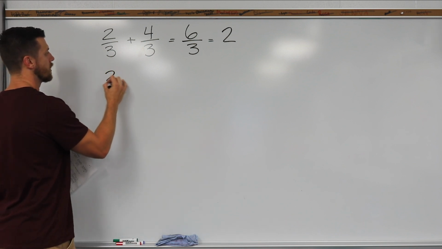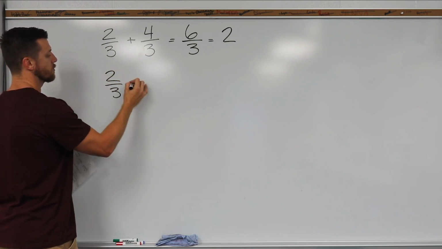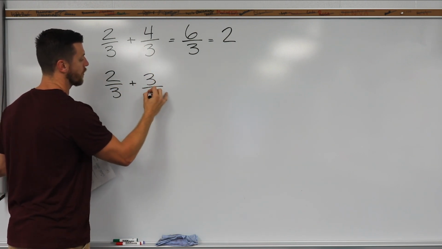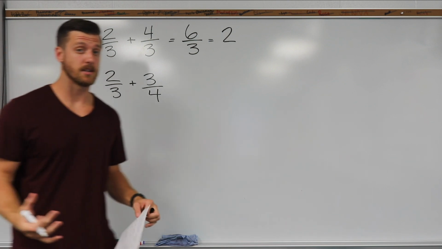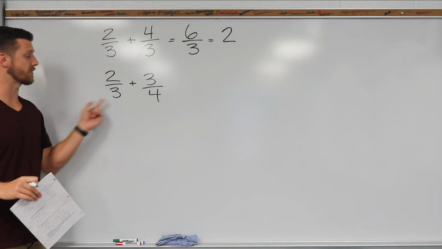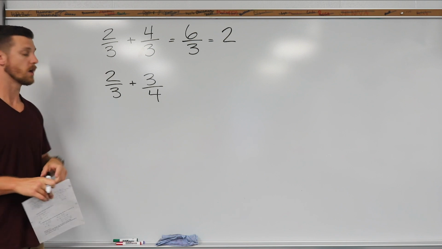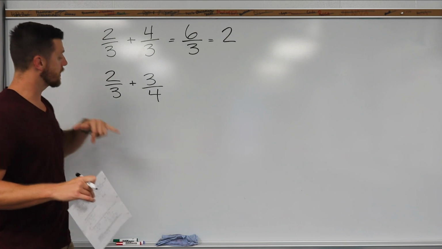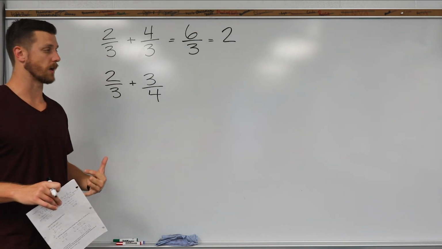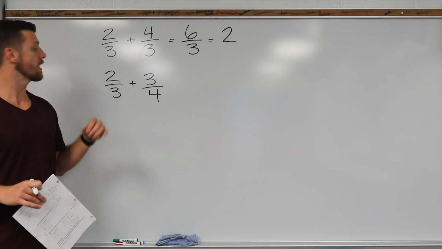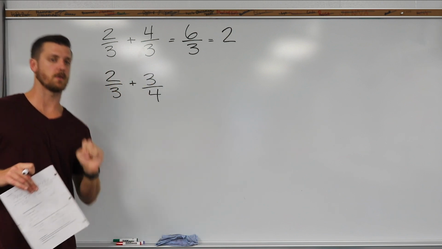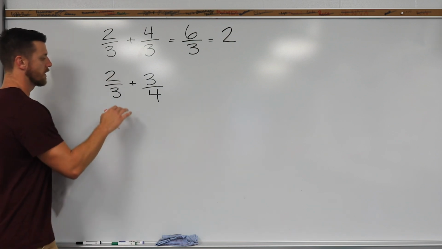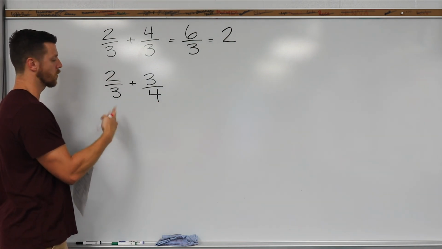Alright? Let's go to a different problem. What if I said 2/3 plus, I'm going to flip this number, 3/4. Now, you can't add these together because they don't have a common denominator, alright? So what we do is basically find the least common denominator, okay? And by doing that, you end up just multiplying each fraction by a fancy 1, okay? What I mean by that is, well, the least common denominator would be 12.